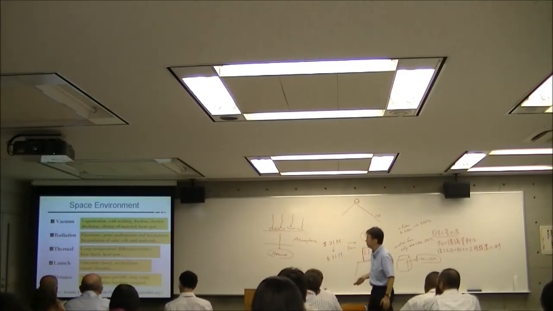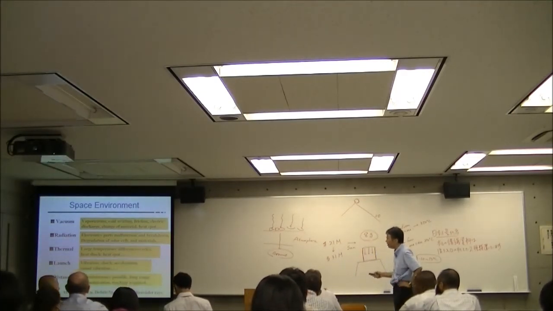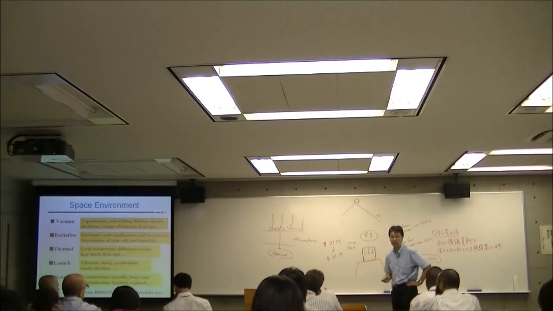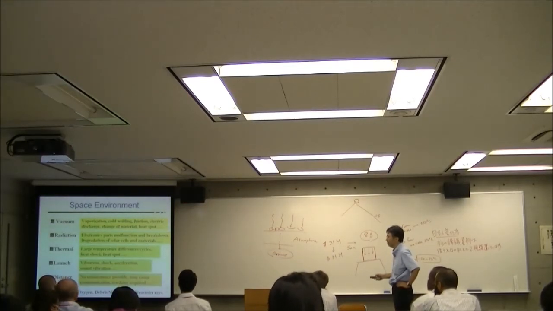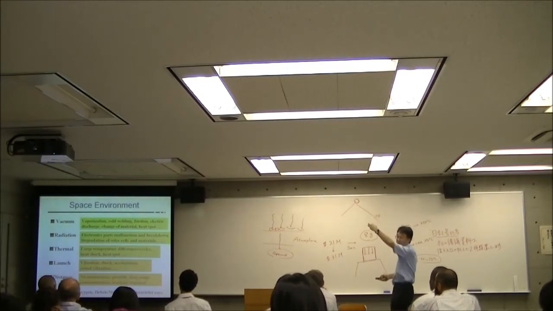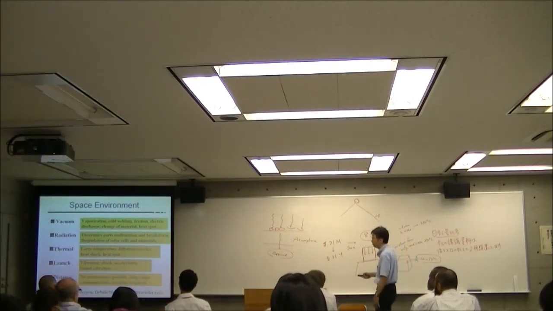For example, the vacuum environment. Maybe you don't care about the vacuum environment for CanSat. Okay? The radiation environment. Maybe there is not so much radiation in the world, or even at 4 kilometers. So you don't care much about the radiation.